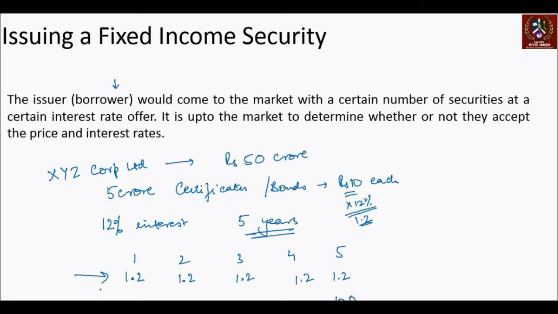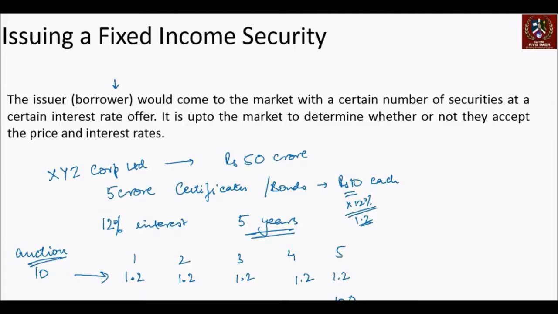What is important, however, is that it is up to the market to determine whether they accept the price and the interest rates. This person might come and say, I'm going to sell it at 10. The market might define whether they want to buy it at 10 or less than 10 or more than 10. Simply put, the company will come and do an auction, right? They'll just come to the market and say, we are issuing 5 crore certificates. Whether the market decides to buy or not is completely up to the market.